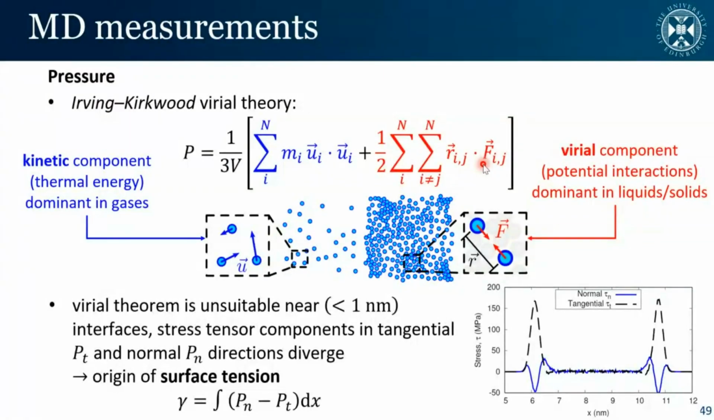Now, strictly, this virial pressure theorem is really only suitable within the bulk of phases, so towards the center of this liquid and gas phase. Closer to the interface, these stress tensor components diverge. So we can't measure pressure there, but what we can obtain from this is a quantitative estimate of surface tension. And this is very useful in terms of applying our analytical models for cavitation for comparison with our molecular dynamics results.